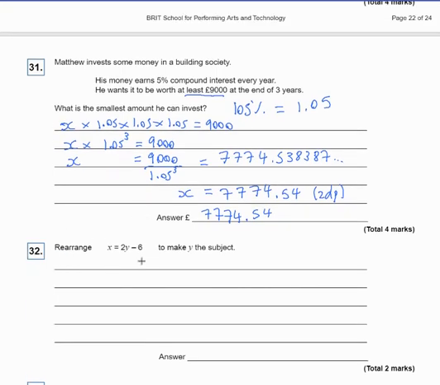Okay, because this one's here staring us in the face, let's do this one as well. X equals 2y minus 6. We want to make y the subject. So if we add 6 to both sides, we end up with x plus 6 equals 2y. And then if we divide both sides by 2, because we've got 2y, remember we're always doing the opposite, we have x plus 6 over 2 is equal to y. So that's the final answer. Y equals x plus 6 over 2.